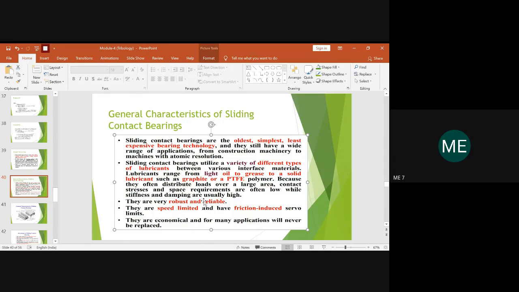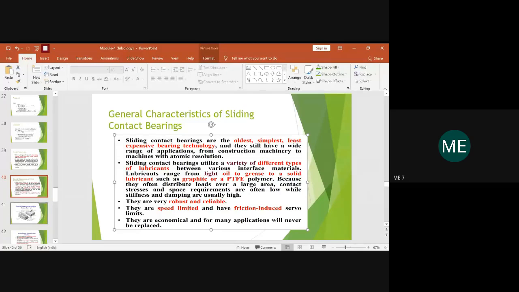And apart from that, it is not too expensive, because it is the simplest type of sliding contact bearing, with no complexity in designing and producing the unit, and hence it is very much economical. It has already achieved many applications and grabbed the market, right? So this type of sliding contact bearing until now has not found any other replacement. So these are the very good plus points of a sliding contact bearing, right?